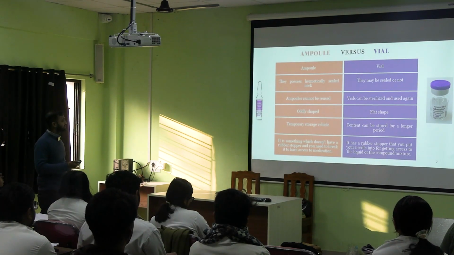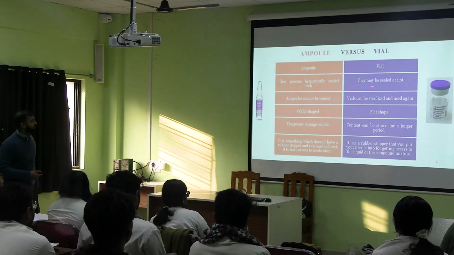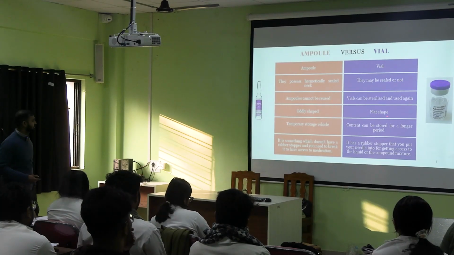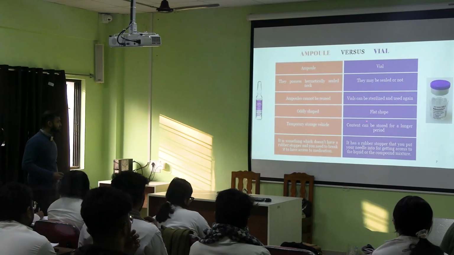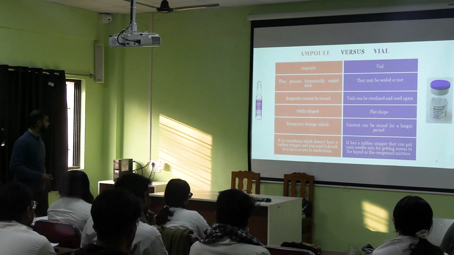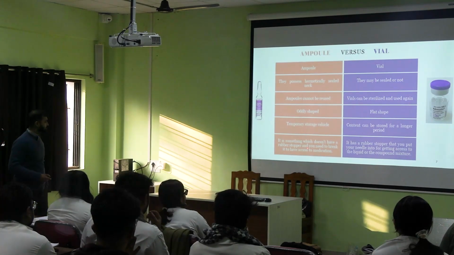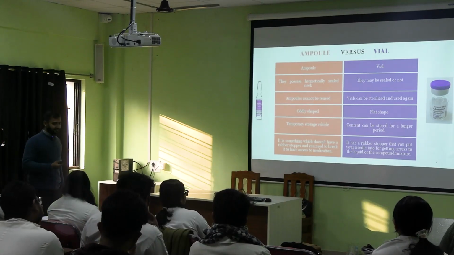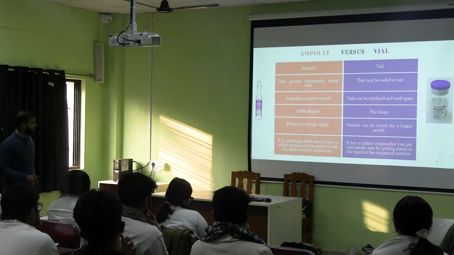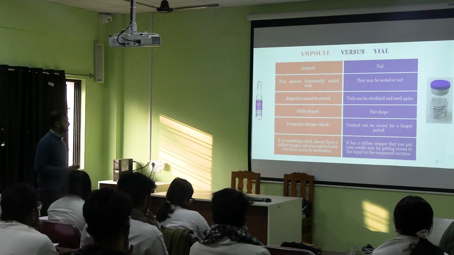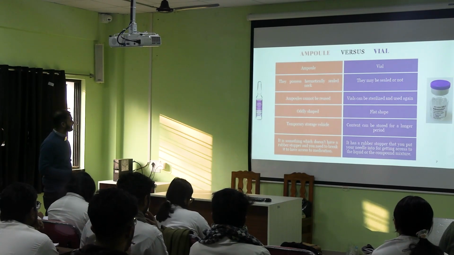So ampules possess a hermetically sealed neck. Ampules cannot be reused, the vial can be reused. It is oddly shaped, and is used for temporary storage for a longer period of storage. As it does not have a rubber stopper, you need to break it for access. The vial has the rubber stopper, so it can be reused. The liquid solution. So this is the ampule and this is the vial.